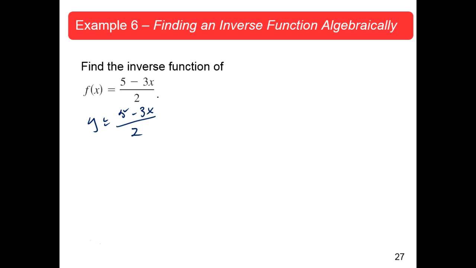We replace f of x with y. That was pretty easy, right? What's the next step? Reverse them, yeah. Right. The x is equal to 5 minus 3y over 2. We reverse the x's and y's. Okay, remember that was our step 3. They said the important one. See it? Okay, that was pretty easy.